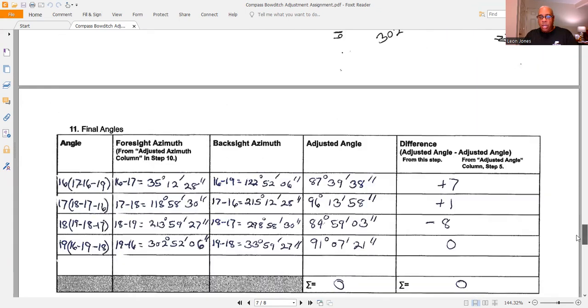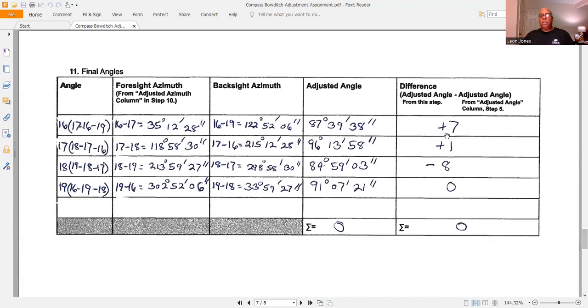9107.21, 9107.21, and then I go to my column, I add everything up, and it closes. Came to 0. And if you don't come to 0, you did something wrong. But what you just saw was how to use the Bowditch method or the compass method to close a traverse.